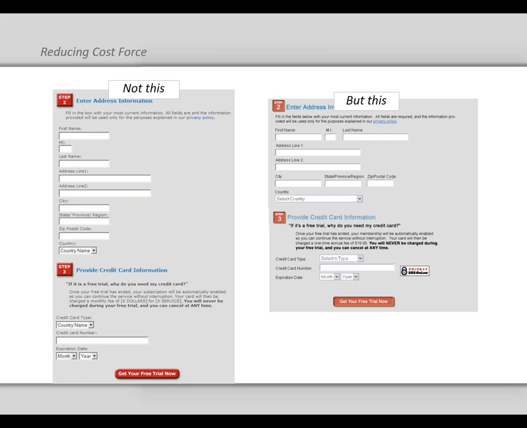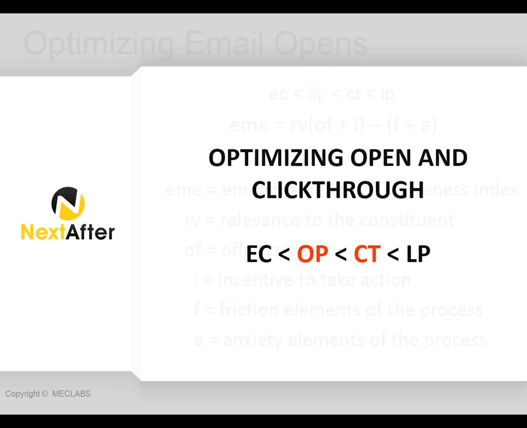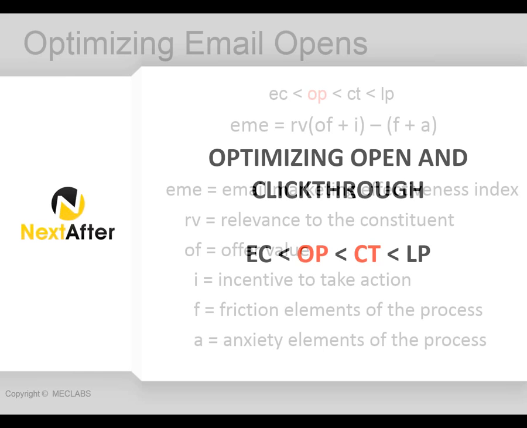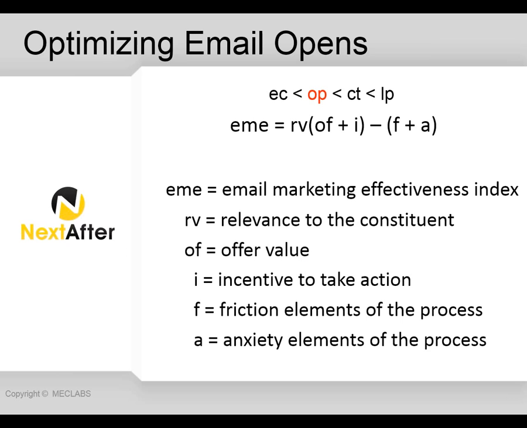list online. So now let's think about, okay, well, how do we get people to open and click on our message? So let's go ahead and look at our formula again. Email marketing effectiveness equals relevance times offer plus incentive minus friction minus anxiety. How do we apply that to inspiring more opens?